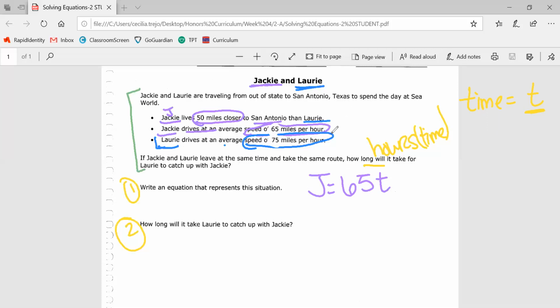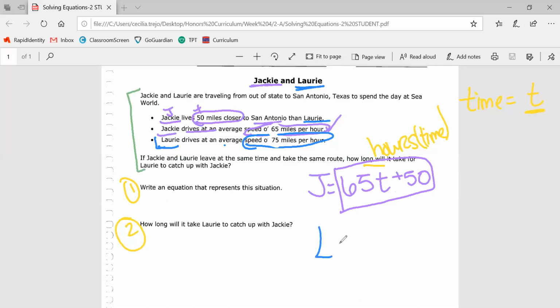So that's something we knew about Jackie, right? We know her speed. And we also know that Jackie lives about 50 miles closer to San Antonio than Lori. So she lives closer, right? So that means I will be adding that 50 miles to Miss Jackie's expression. I'm going to box it. This is going to be on one side of the equal sign: 65t plus 50. That's Jackie's expression. Okay, that's her information.